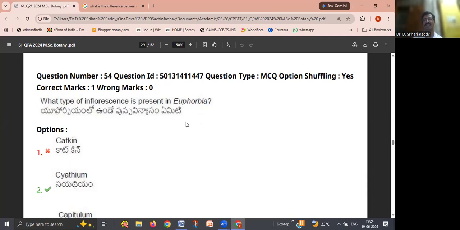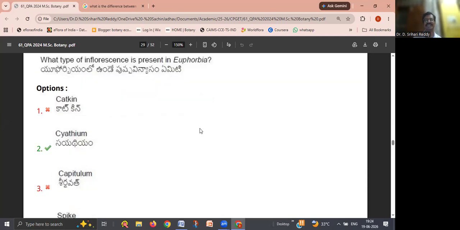In both Euphorbia and Jatropha, we find the inflorescence that is cyathium. It is a special inflorescence. Cyathium is a special inflorescence present in the Euphorbia genus, belonging to the family Euphorbiaceae. That is the right answer.